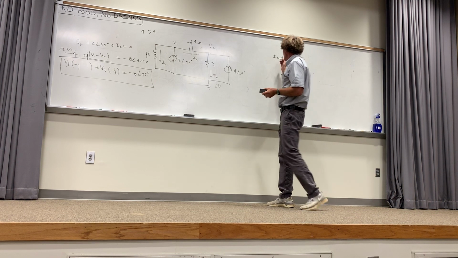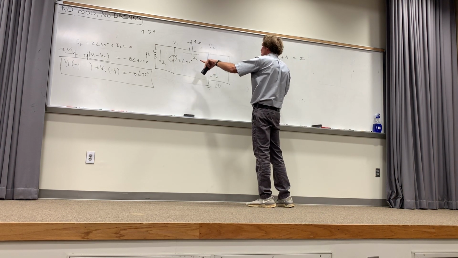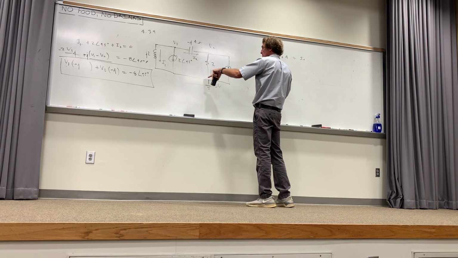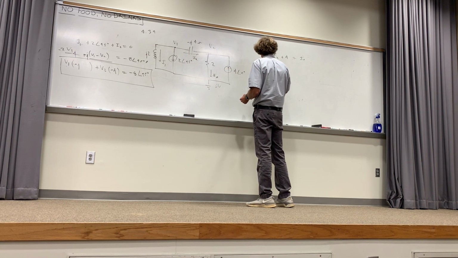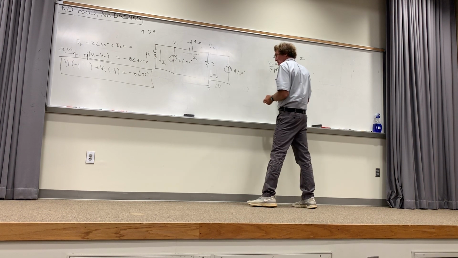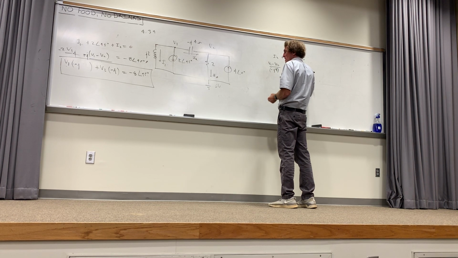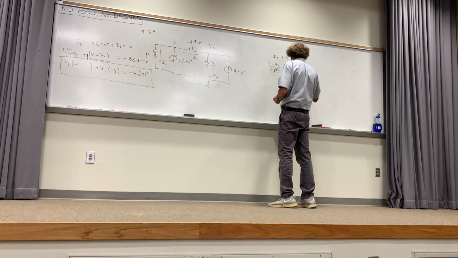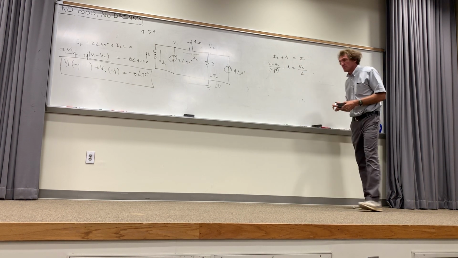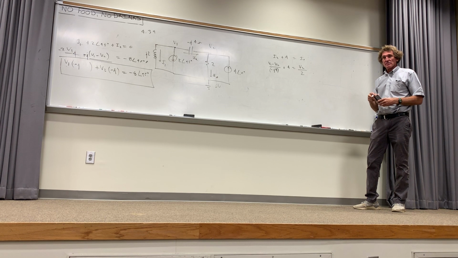Well, what flows in? I2 is what, class? Can you see it? V1 minus V2 over j4, minus j4, right? Over minus j4, correct? That plus 4 is equal to I naught. What is I naught, class? V2 over 2. All right, there's the second equation. Y'all see how I got it?